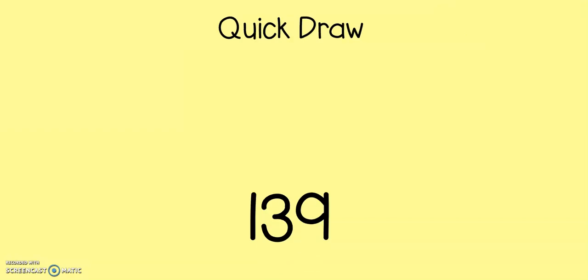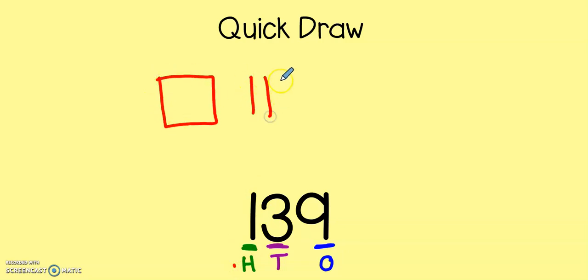Let's practice one more quick draw together. 139. Now in this number, I have 100. Let's go ahead and draw it. So let's draw our 100 first. 100, 110, 120, 130, 131, 132, 133, 134, 135, 136, 137, 138, 139. So I drew my 100 first since it is the largest.